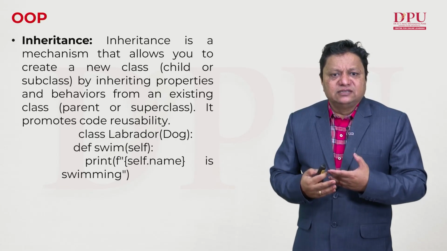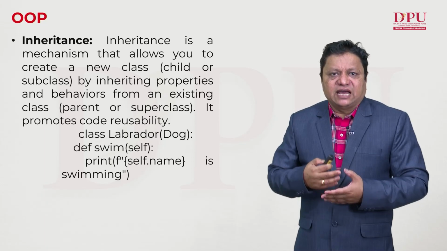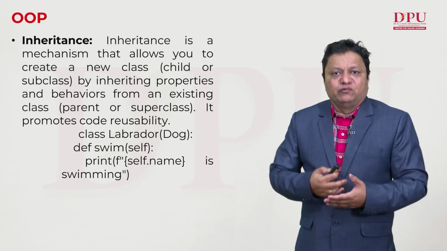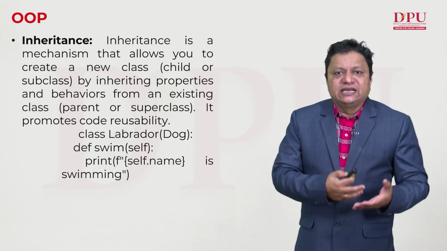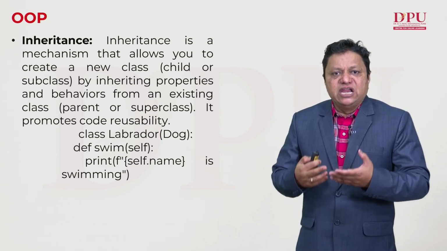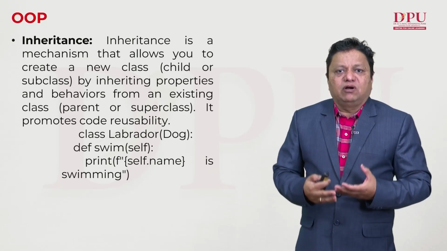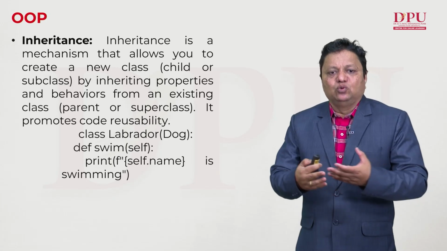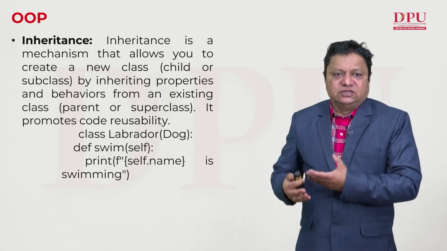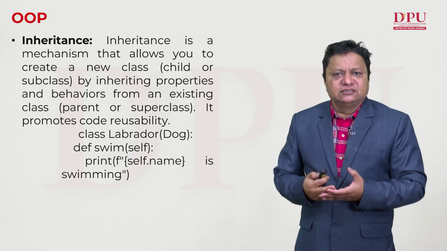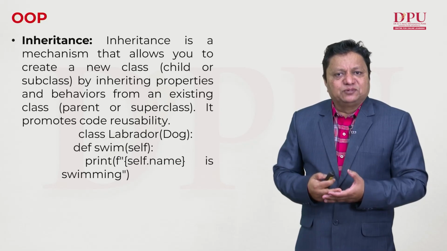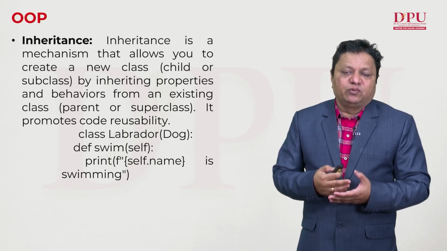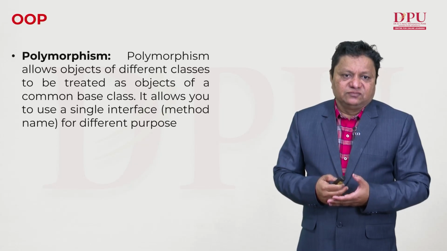So inheritance is a mechanism that allows you to create a new class from an existing class. When you inherit the existing class into a new class, you inherit all or some of the methods and data members of the existing class into the new class. That is called inheritance. So inheritance, class, encapsulation, all these are concepts of an object oriented programming language.